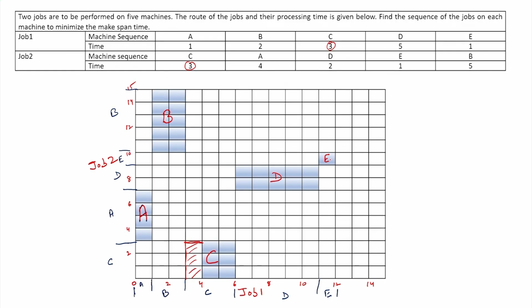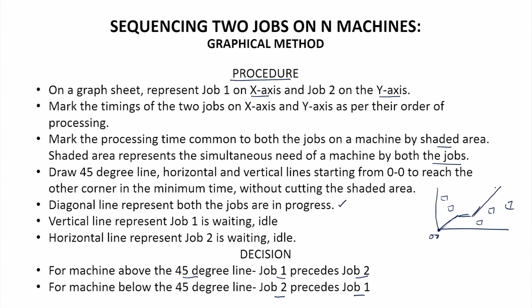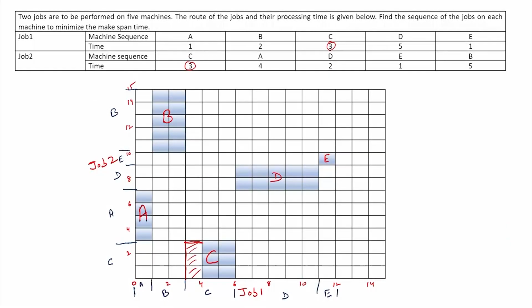Now, as the third step, in the graphical method which is given on a graph sheet, we have represented job 1 on the x axis and job 2 on the y axis, and we have marked the timing also, the processing time on the x axis and y axis, and based on this we have determined the shaded area also. So, up to step 3 we have done now. Now, step number 4, we have to draw the 45-degree line, horizontal line and vertical line without cutting the shaded area. Now, start from this corner, let us start the 45-degree line.